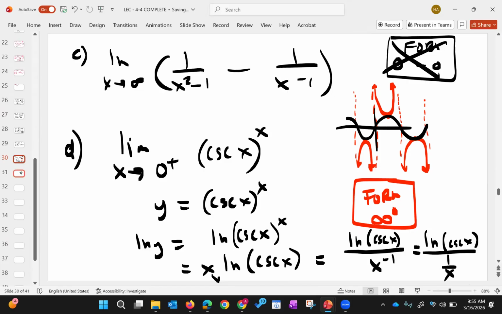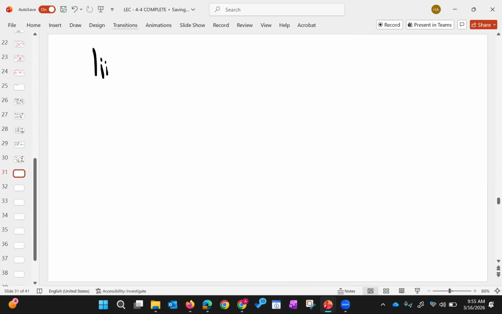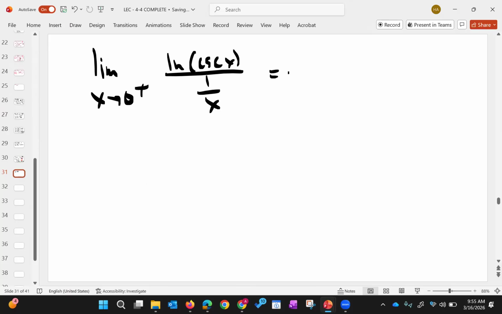So let's bring the limit back into this situation. The limit as x goes to 0 from the positive side of ln of cosecant of x over 1 over x. Can you take the derivative? You can check it. It is going to be infinity over infinity as the form. Just because it's a form doesn't mean it fits L'Hopital's rule? Oh, no, if it fits the form, it fits L'Hopital's rule. And then we have to do all of the other stuff.